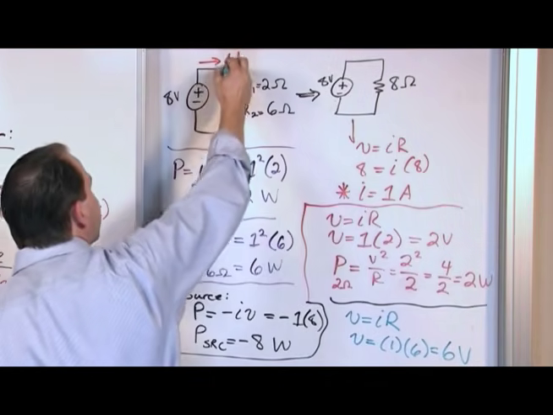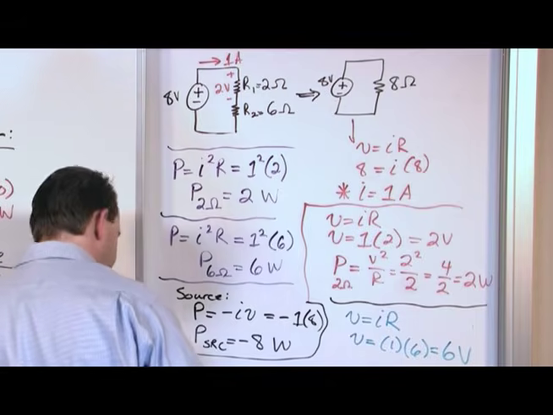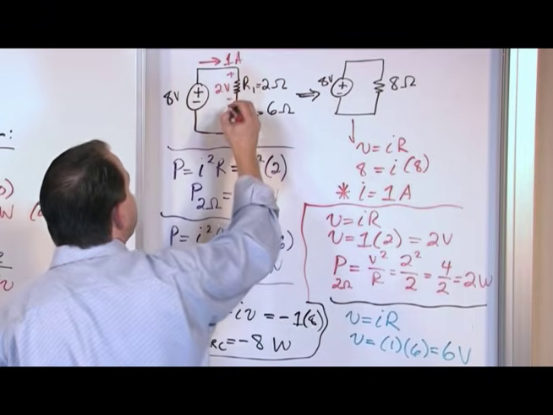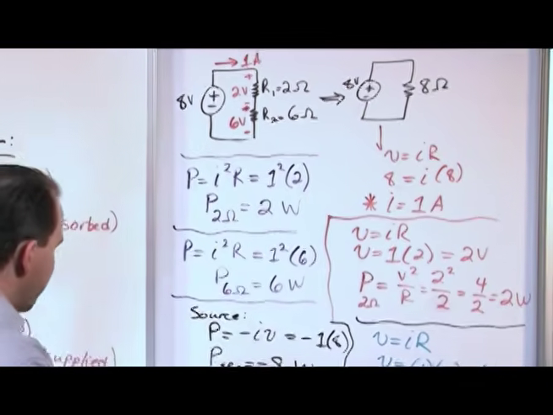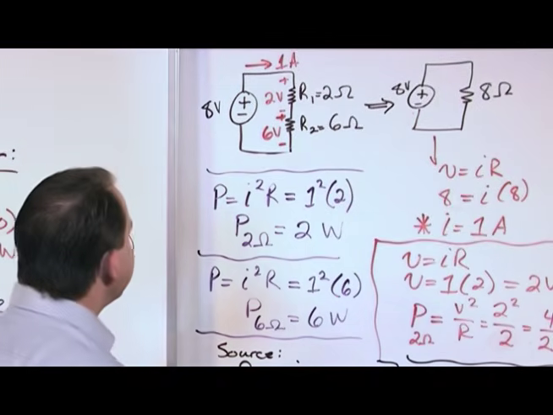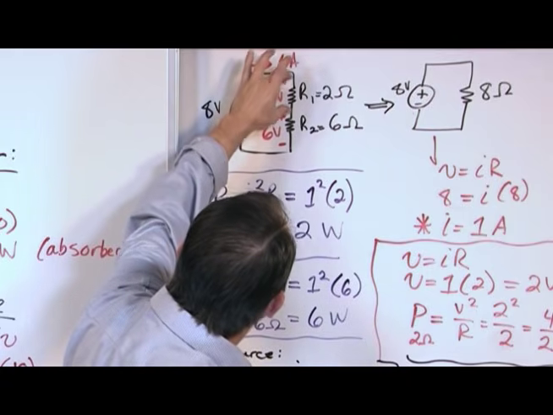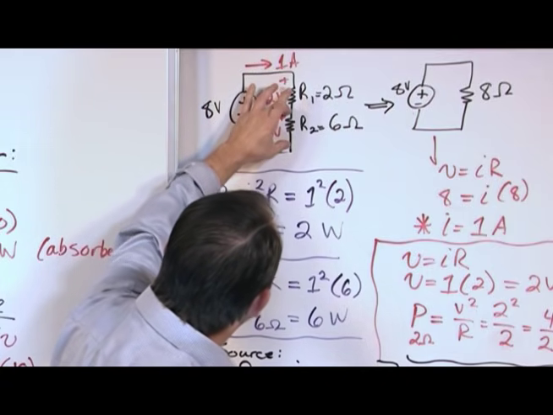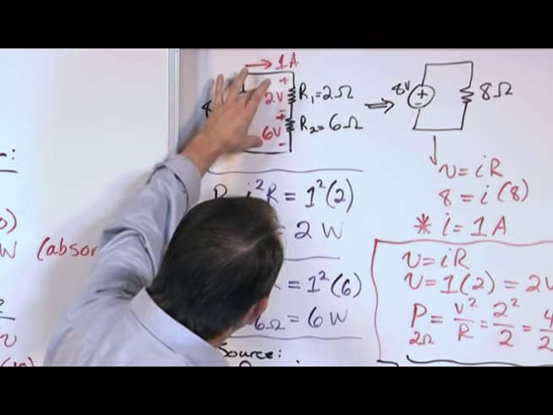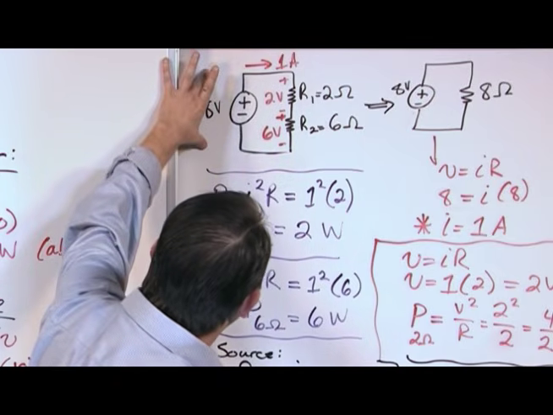And since the current is going down through a passive component like this, we know that it looks like this, plus minus 6 volts. There's a couple things I just want to mention to you. Notice that you have 2 volts of a voltage drop across this component and 6 volts of a drop across this component. Notice 2 plus 6 is 8. That's the same voltage we started with.